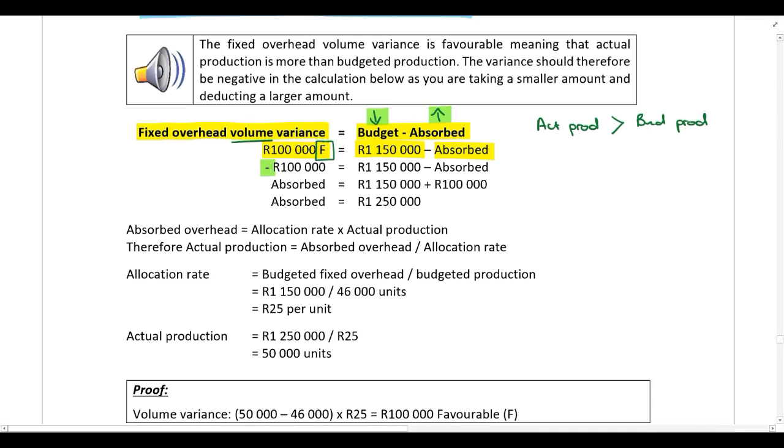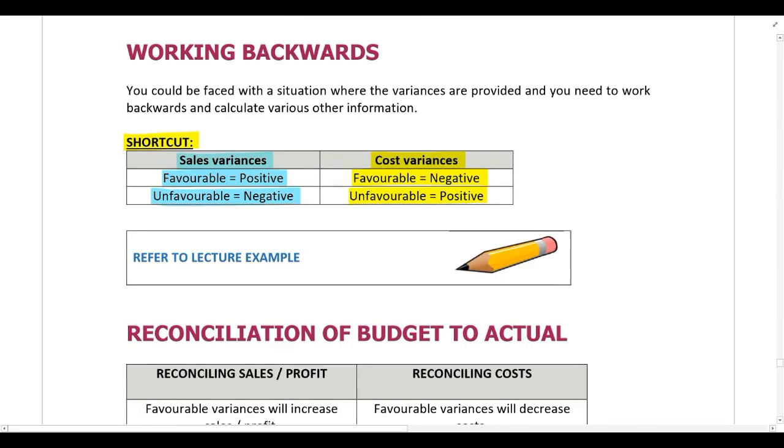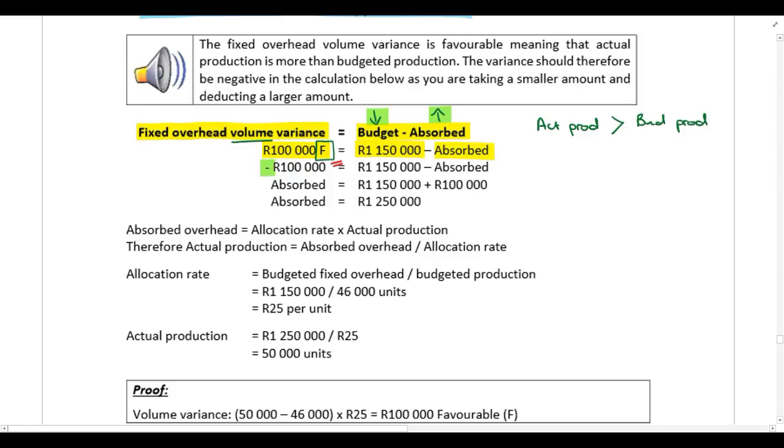So this is a cost variance. We are dealing with fixed overhead costs. And because it's a cost variance and the variance is favorable, if you go back to the shortcut, you need to include this as a negative amount in your calculation. All right, so that's the rule, but make sure that you understand the logic. You can then solve for the absorbed cost. Remember, when you take this across to the other side, if it's negative, it now becomes positive. So you've calculated the absorbed fixed overhead.